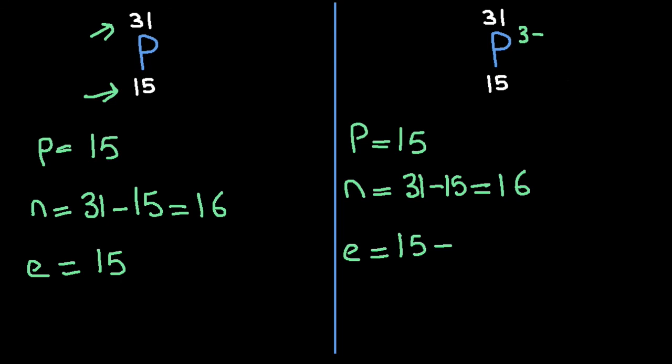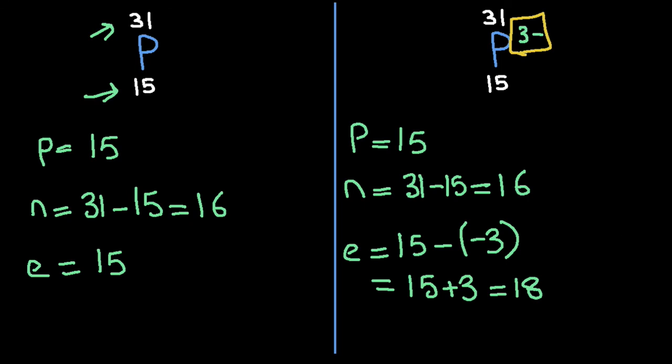So looking right over here, we have 3 minus, right? So all we're going to do is put a bracket and then minus 3. What's that going to give us? That's going to give us 15 plus 3, and that is 18. So those are our final values.